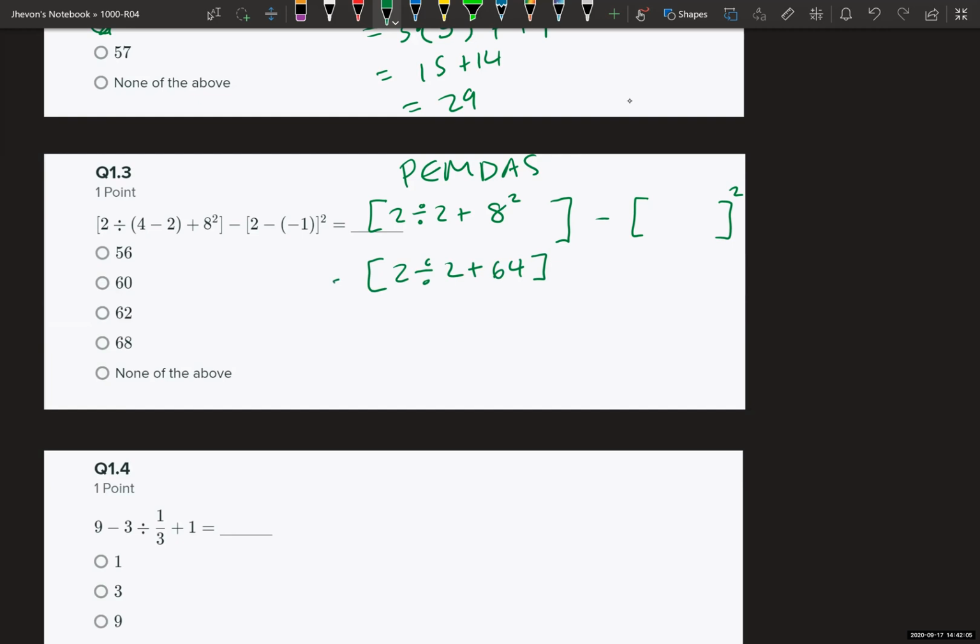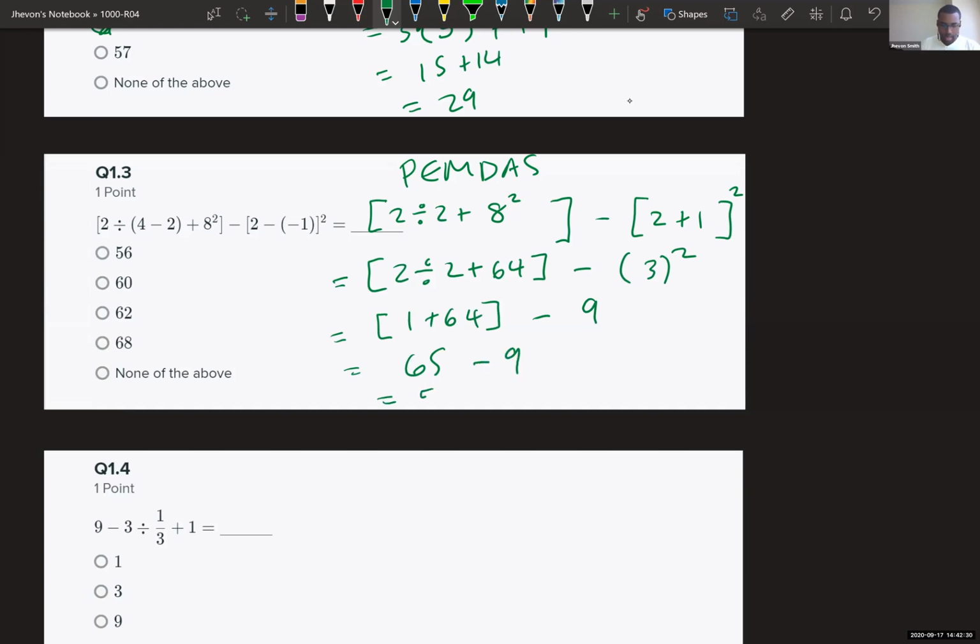And then next is multiplication or division. We have division, so 2 divided by 2 is 1. So that's just 65. Now the second one, you just distribute here. That's a 3 there, and then you end up subtracting a 9. So it's 65 minus 9, and that is 56. That's A.